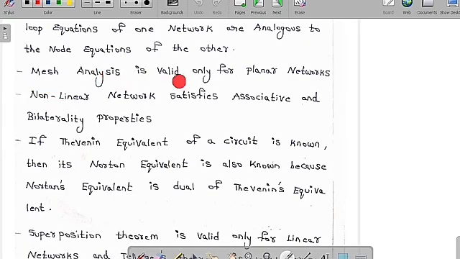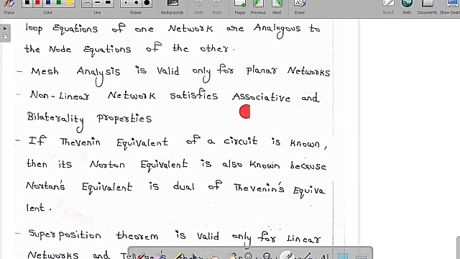Mesh analysis is valid only for planar networks. I have already told you mesh analysis is only applicable for planar networks but not for non-planar networks, whereas nodal analysis is applicable for both planar and non-planar networks.